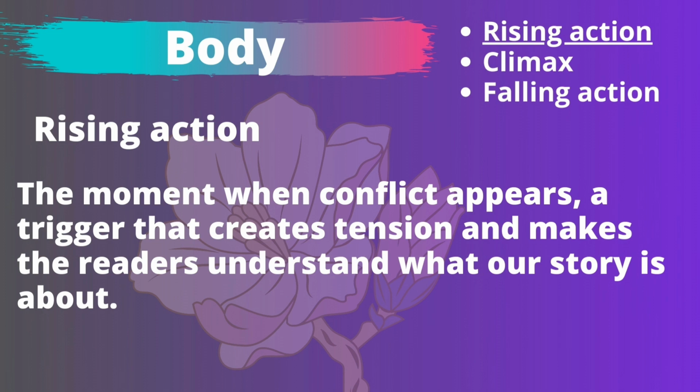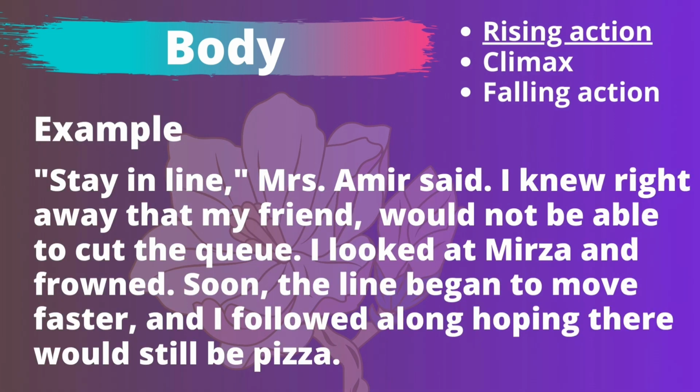Now here is the continuation of the essay. Stay in line, Mrs. Amir said. I knew right away that my friend would not be able to cut the queue. I looked at Mirza and frowned. Soon the line began to move faster, and I followed along, hoping there would still be pizza. So what's the conflict here? The writer really wants to have pizza for lunch badly. So he is in conflict with himself, afraid of not getting the pizza.